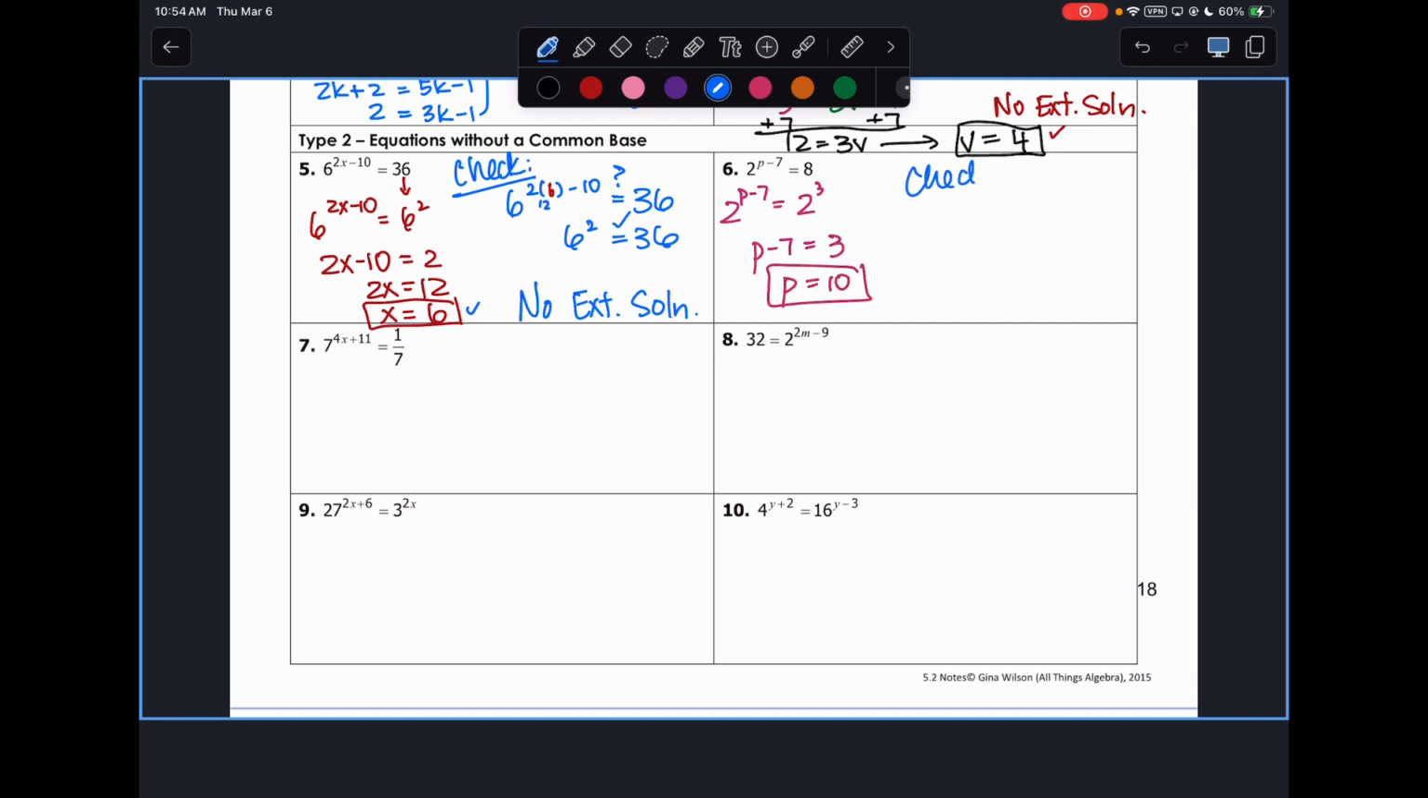Check. 2 times 10 minus 7 equals 2 to the 3rd power. Yes, it is. No extraneous solutions.